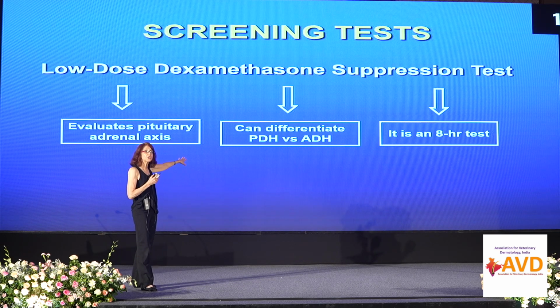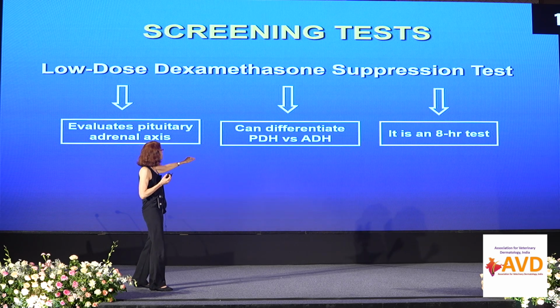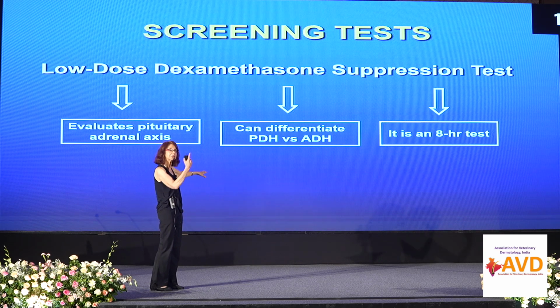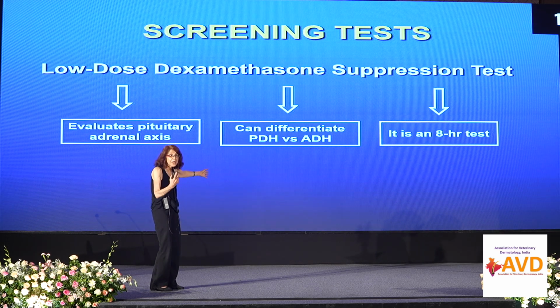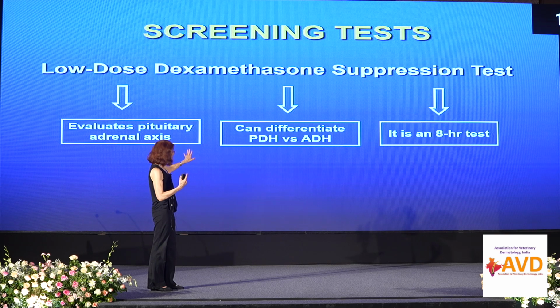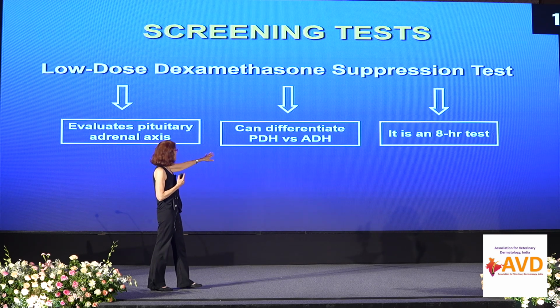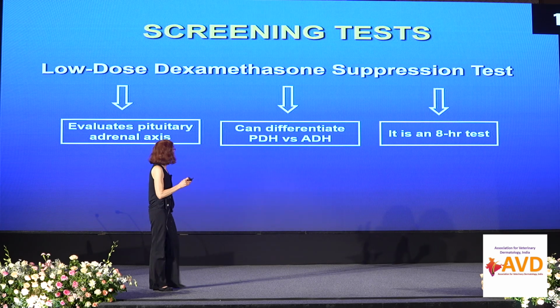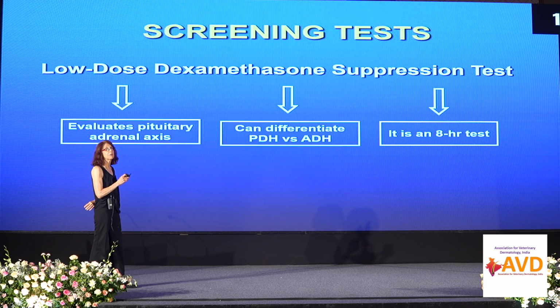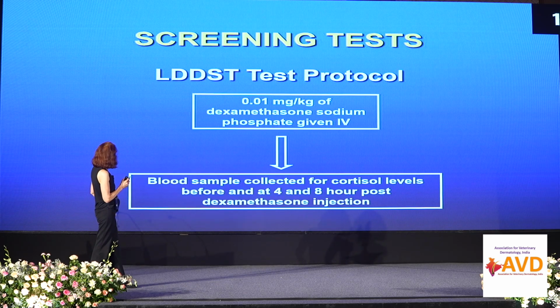But it's an 8 hour test and it's evaluating the pituitary adrenal axis. It can differentiate between pituitary and adrenal in about 60% of the time, okay? And we'll talk about that. So with one test, you can diagnose and maybe localize the disease. That's definitely an advantage of this test. And again, it's an 8 hour test. The dogs have to stay in the hospital for 8 hours, okay?